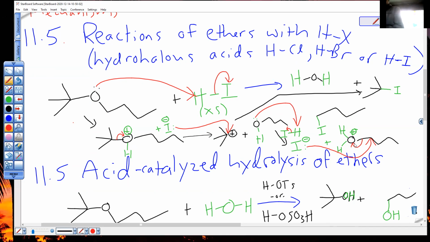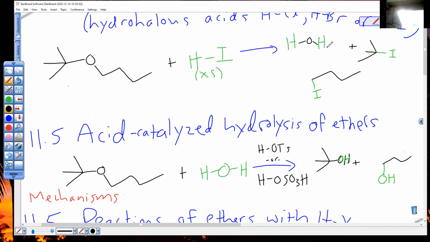Leaving group leaves, generating these last 2 products at the same time. So we generated this product here and that product there. And I think in my original, I forgot to put a plus sign saying 3 products. Yeah, there was a plus sign right here.